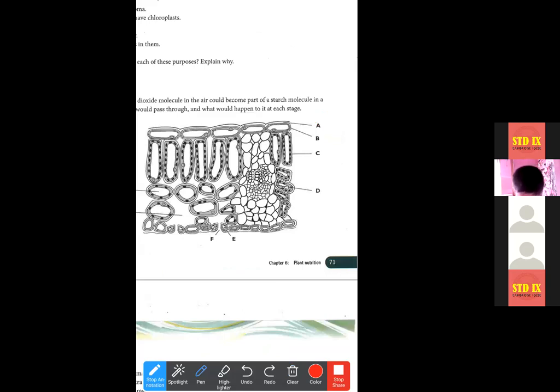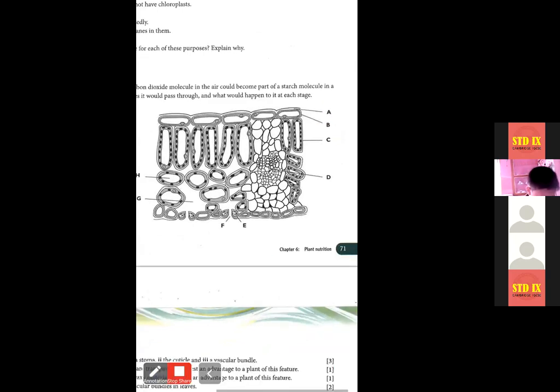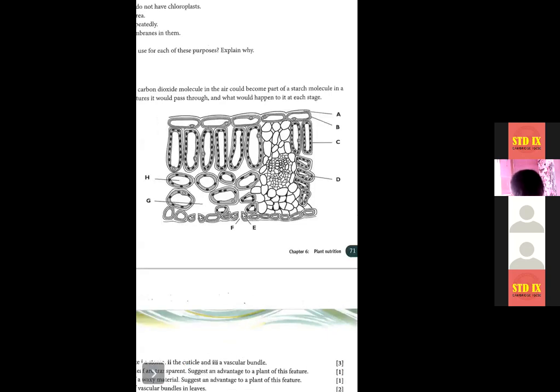Then number 3, a vascular bundle. Vascular bundle means xylem and phloem. D. D is the vascular bundle. Come on, Aradhya, where is the xylem bundle?